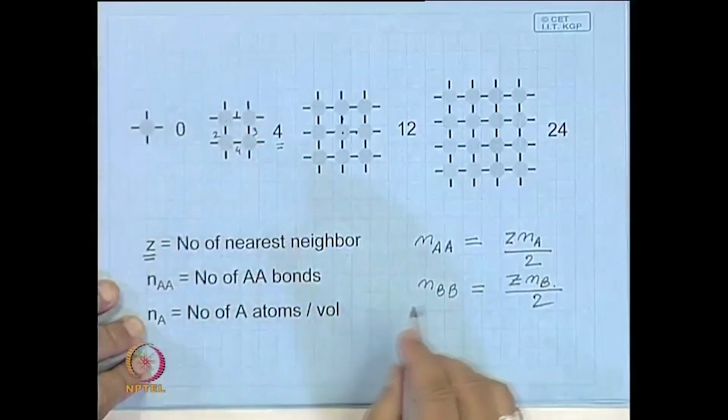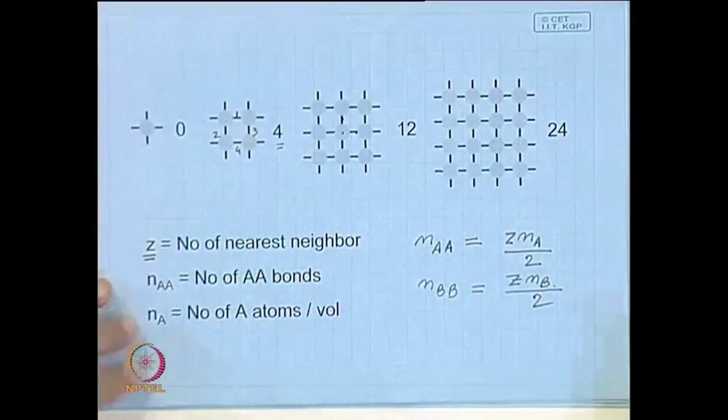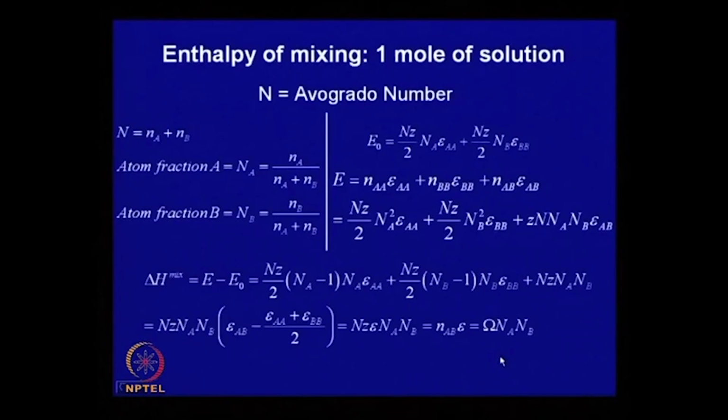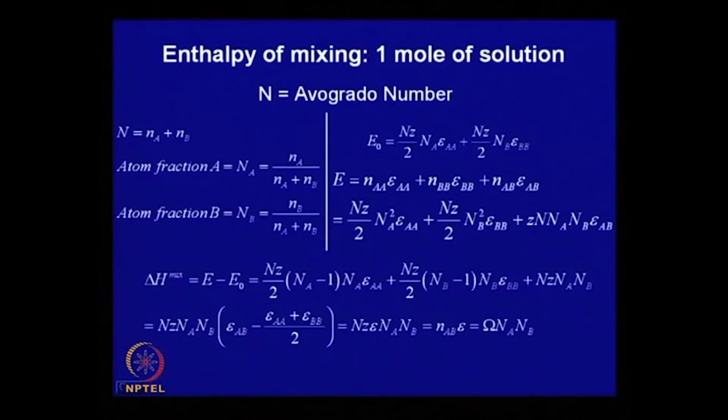And now, if you mix these together, then how will you find out the total number of bonds? I think I will leave it to you, and in fact, what can be shown is how you will calculate this number of AB bonds. So, I think this should be N_AB. And now, with this, let us try to find out how we calculate that enthalpy of mixing.